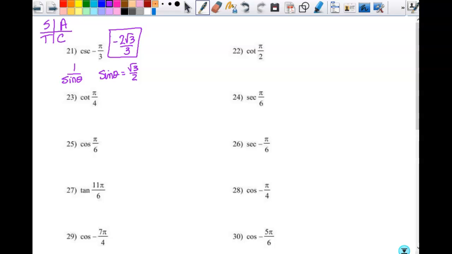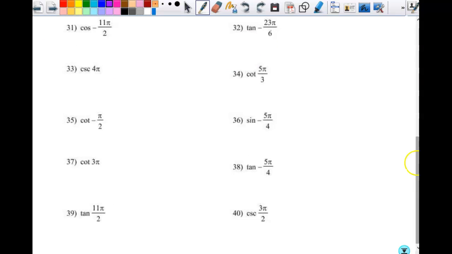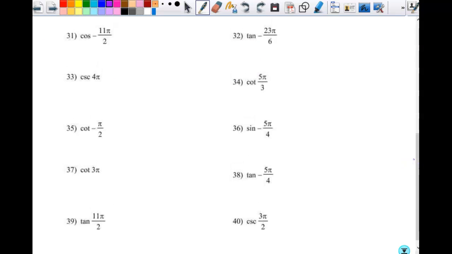Let's see. Let's do number 31. I want the cosine of negative 11 pi halves. Okay, so if we're thinking in terms of halves, 1 full rotation is how many pi halves? 4. 4 pi halves gets me to 2 pi, right? So if it's negative, this is a negative 4 pi halves. I do that again, that's negative 8 pi halves. And then to get to 11, I go how many more? 3. So I go negative 3 pi halves. I rotate a few times around, but that's where I end up, okay?